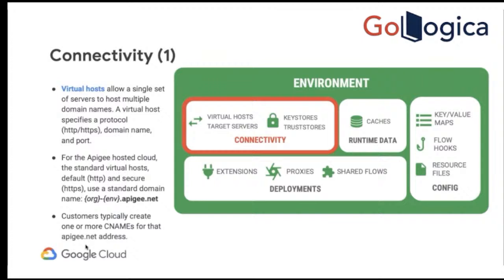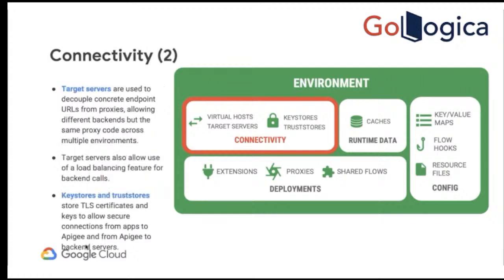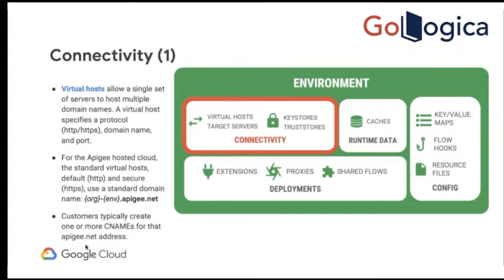For your dev, you can have api-dev.company.com. For test, you can have api-test.company.com. For SIT, api-sit.company.com, something like this. For each domain, you have to create a virtual host. The virtual host will allow requests to come to that particular domain. So that is on the virtual host side, where you put your Apigee host name. This is where your Apigee host will be connected or will be listening.